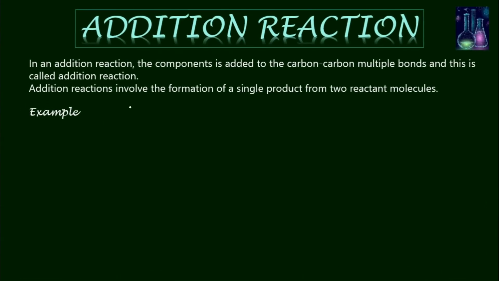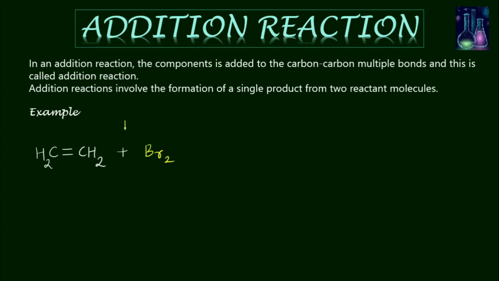Addition reaction. In addition reaction, the components are added to a carbon-carbon multiple bond, and this is called addition reaction. Addition reaction involves the formation of a single product from the reactants. Let's see an example. For example, ethene, CH2=CH2. Ethene adds to a molecule of bromine, Br2.